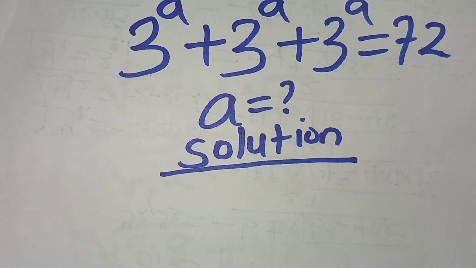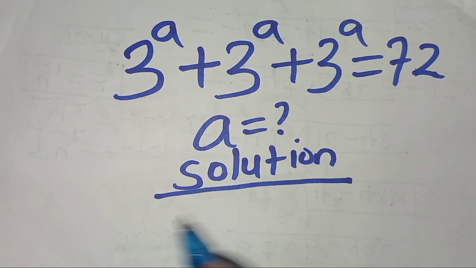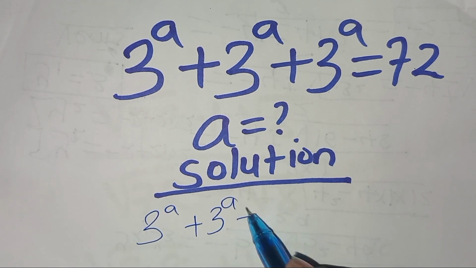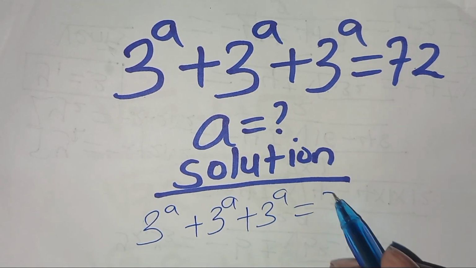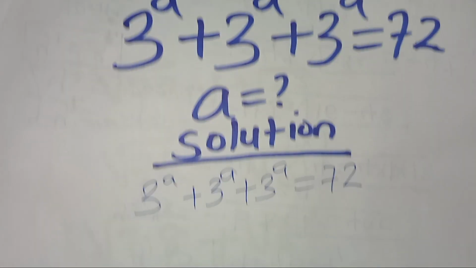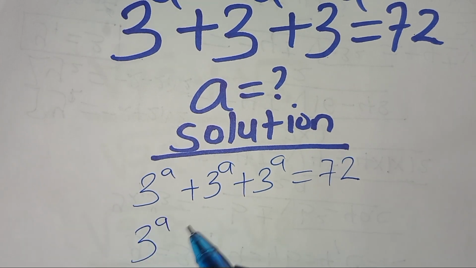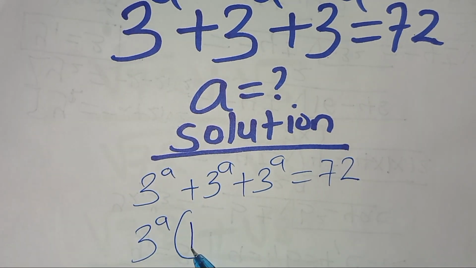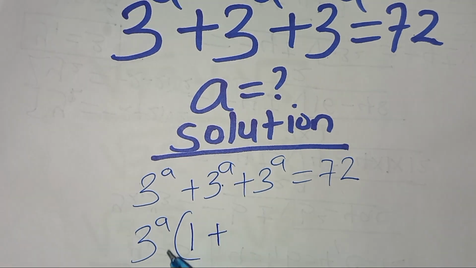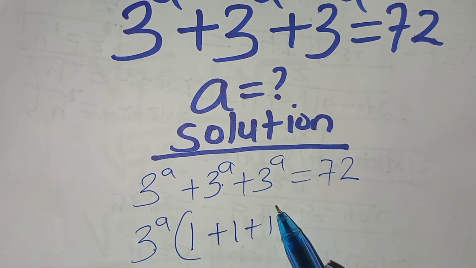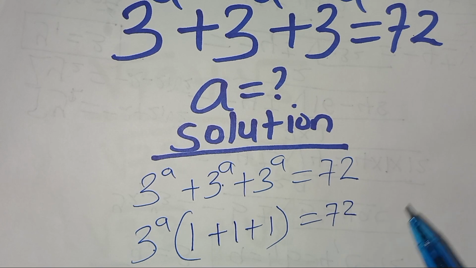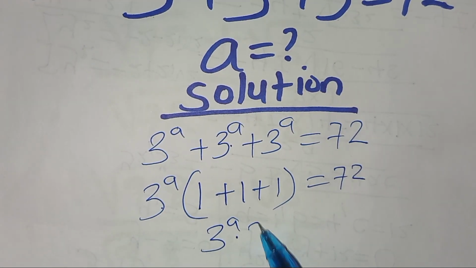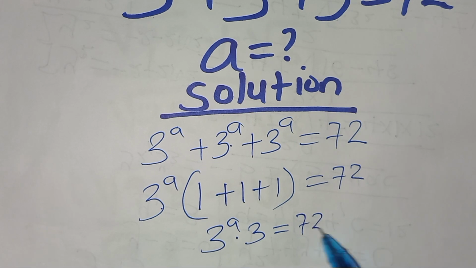So solution here, we have that 3 to power a plus 3 to power a plus 3 to power a, this is equal to 72. So 3 to power a here is common. We factor out this 3 to power a. So 3 to power a divided by 3 to power a, this is 1, plus 3 to power a divided by 3 to power a, this is 1, plus 1, this is equal to 72. So here we'll have 3 to power a multiplied by 3, this is equal to 72.